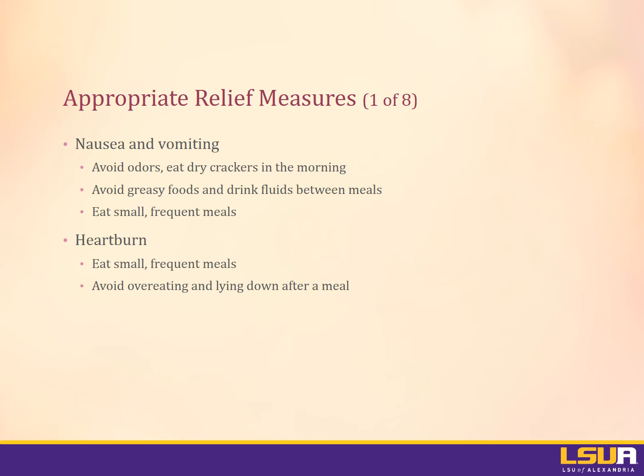Nausea and vomiting, we want to try to get rid of the odors that might precipitate nausea and vomiting. We can encourage her to eat dry crackers in the morning and not try to eat too much heavy foods, especially during the first trimester. Avoid greasy foods and drink fluids between meals. And the best advice for mom in her first trimester, have her eat small, frequent meals, not such large meals at a time.